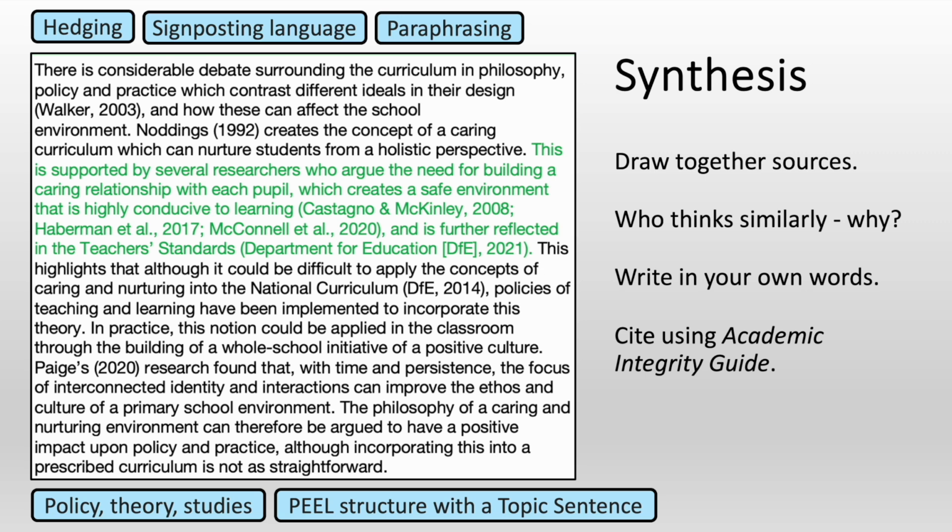We've already mentioned the paraphrasing. This particular paragraph has a nice little triangle of literature. It draws on studies, it draws on theories, and it draws on policy and political guidance as well. So it's really bolstering the point it's trying to make. And you can also see there is a PEEL structure with a topic sentence. If you'd like more information on topic sentences, head to Scribbr and type topic sentence in the search bar.